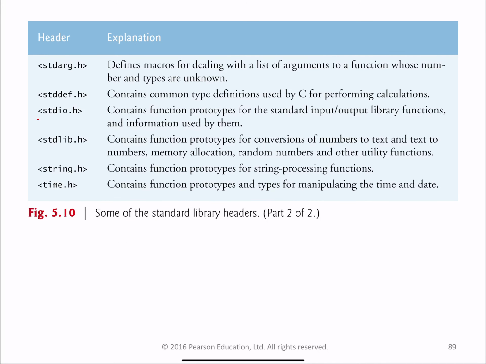Then, of course, there's standard IO, which we've been using since the very first example. And we'll be using stdlib very soon when we look at random number generation. We'll also be using string.h, which contains many functions that can be used to work with strings, with text.